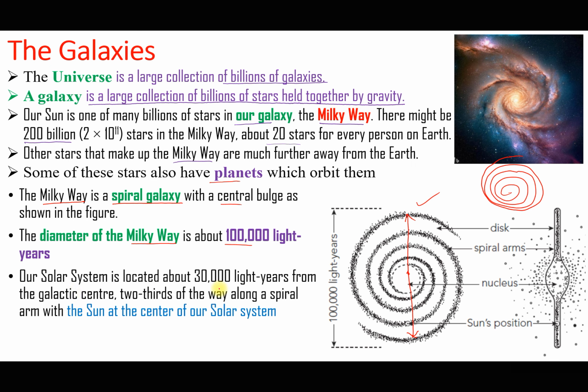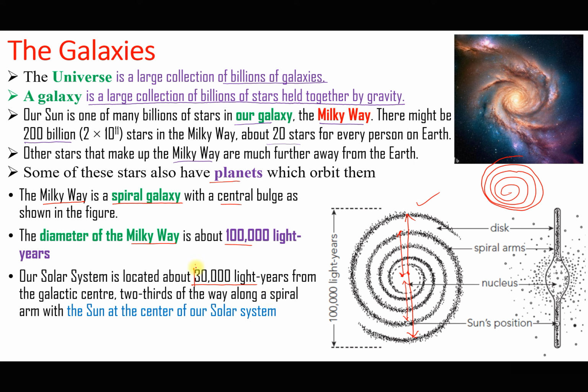And our solar system is located at about 30,000 light years from the center. That means it would take around 30,000 years for light from the center of our galaxy to reach our solar system, or to reach our Earth, because the Earth is in our solar system and the center is around 30,000 light years from the galactic center, or the center of the galaxy. That is two-thirds of the way along a spiral arm, with the sun at the center of our solar system, somewhere here.